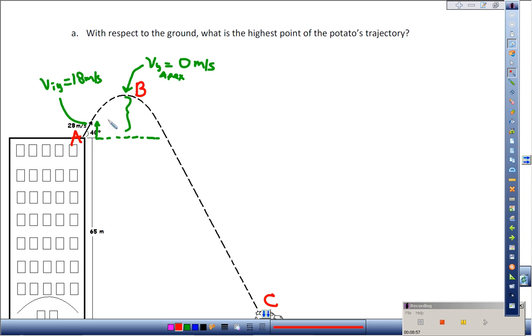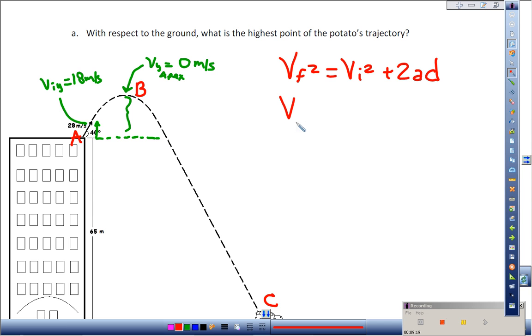Just looking from A to B, if you were to write a menu of things that you know from A to B, you could use this equation, the one that looks familiar, Vf squared is equal to Vi squared plus 2ad. But I'm going to rewrite that with the names for things that actually apply to this case.